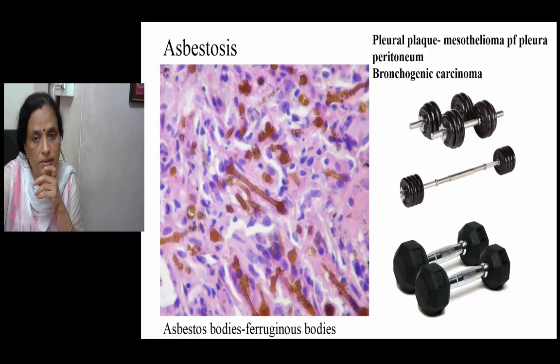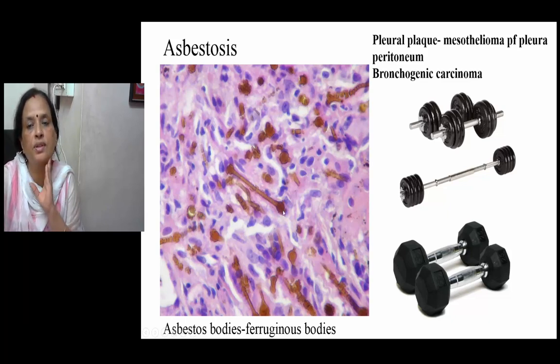Can you recall how we can demonstrate that this is iron, or it contains iron, or this is hemosiderin? Any stain? I'll give you a clue. Blue, Prussian blue or pearl stain. So iron will take a blue color.